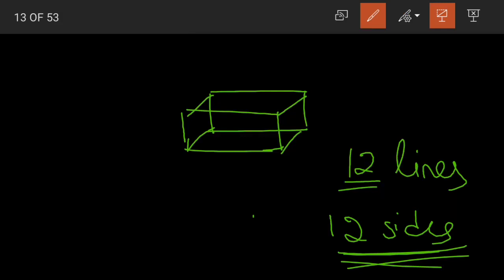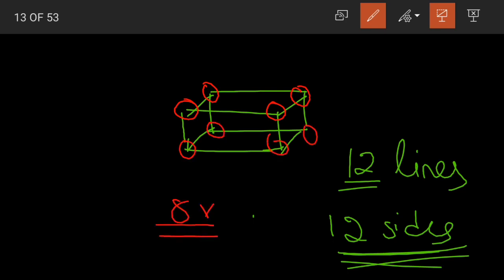Now coming to the next one, that is vertices, the place where two sides meet. 1, 2, 3, 4, 5, 6, 7, 8. Again, it has 8 vertices. Even for the cube, we had 8 vertices.